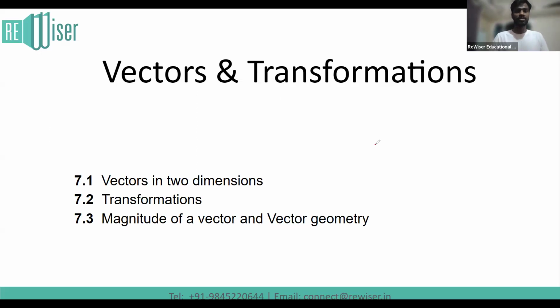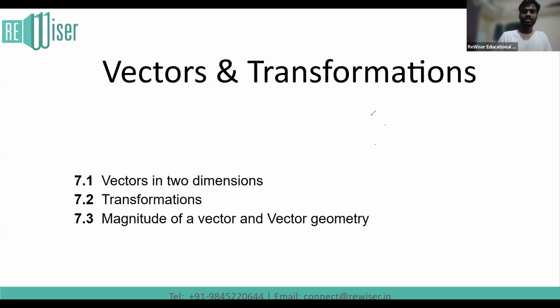In this lesson video, we are going to look into vectors and transformations. As the exams are closer, we are going to look into the key pointers that we have to be aware of under these concepts, and also we will be working on some past paper questions. In this video, we are going to look into all three concepts: vectors in 2 dimensions, translations, and part 3 is magnitude of a vector and vector geometry.